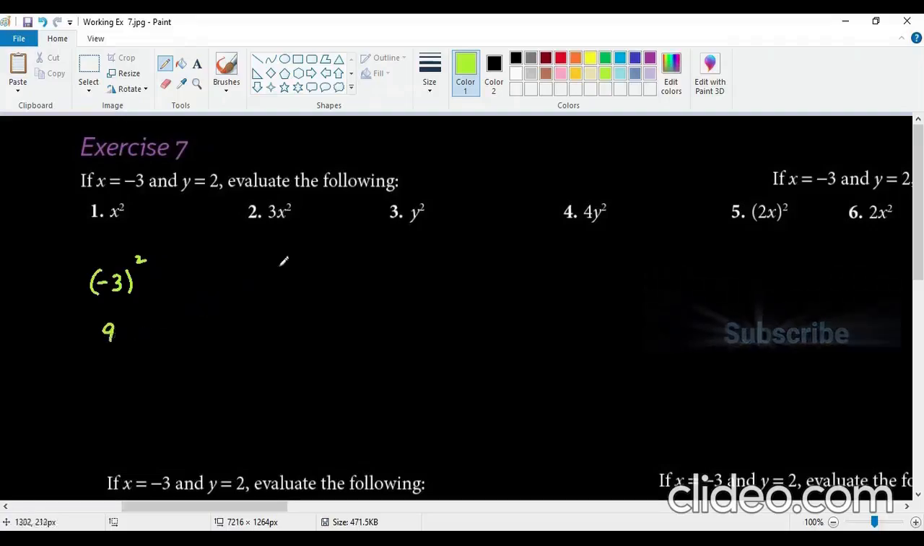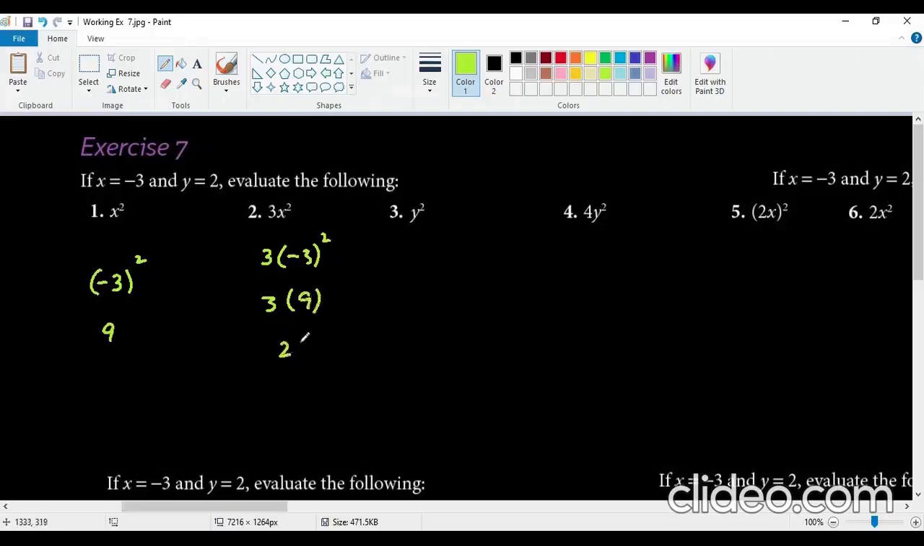Now, in here, the value of x square is going to be multiplied by 3. That means -3 square is multiplied by 3. So, -3 times -3 is going to give you a +9, and 27 is going to be your final answer.